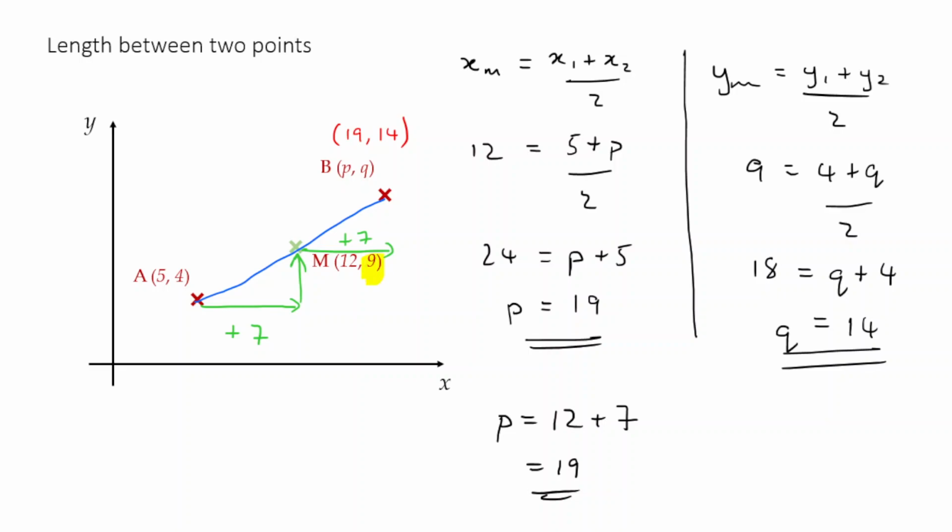Well, 9 minus 4 is 5. So I travel up a distance of 5. And so if I've got to travel up by a distance of 5 to get from A to the midpoint, I've got to travel up another distance of 5 to get from the midpoint to B. So in other words, I could say that Q is equal to 9 plus 5, which is 14, right? So whichever way you think about it, you'll get the same answer in the end.